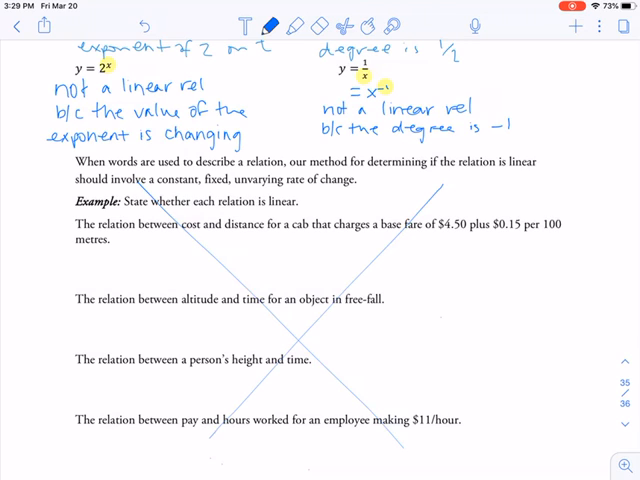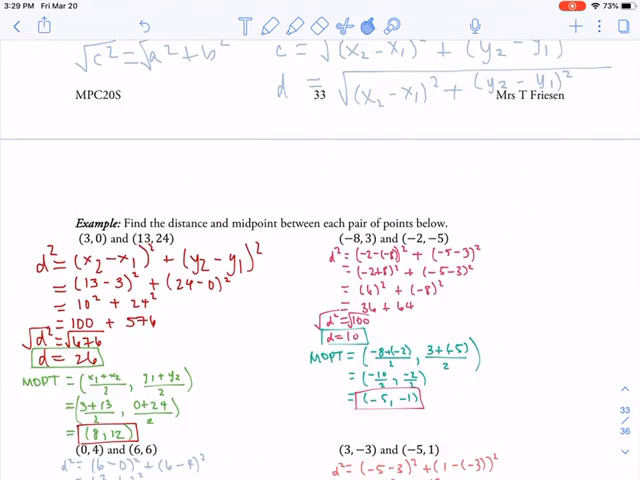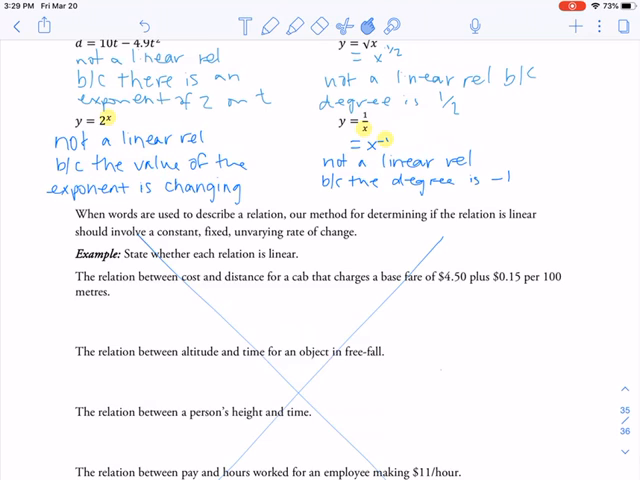If you have any questions about these examples or any of the previous ones or any of my writing because of this crazy stylus, just let me know.